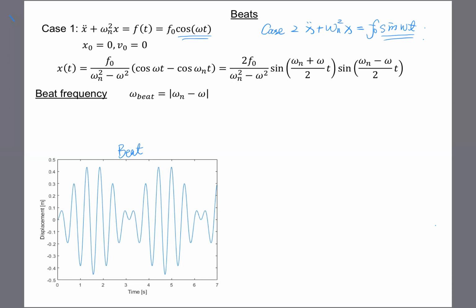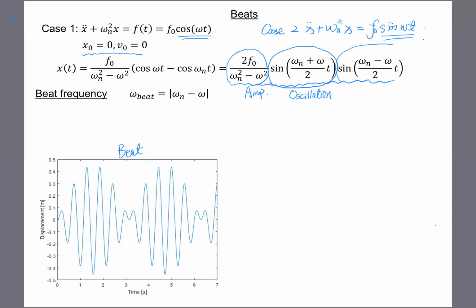For case 1, when we have all zero initial conditions, that's the condition where we get the beat profile. And if we have the beat, then we can use this time domain function to describe the profile of the beat. It actually has 3 components. The first component is here, which is the amplitude. The second component is here, a high frequency oscillation.